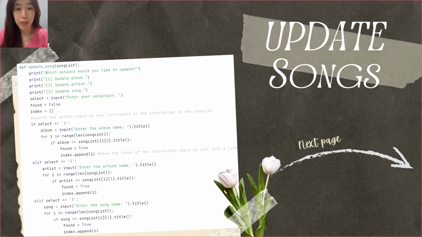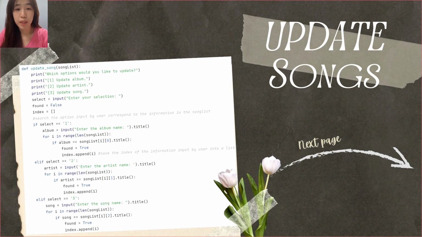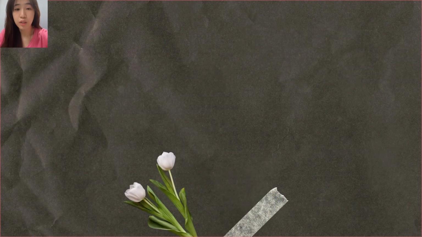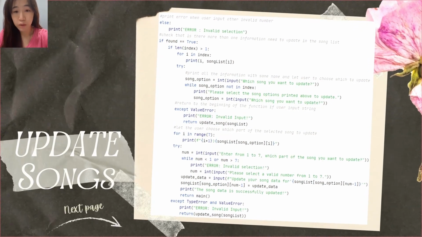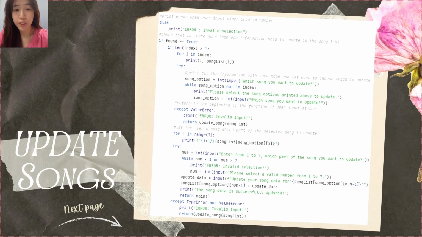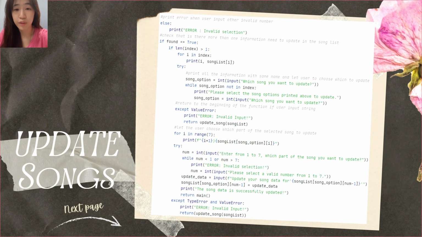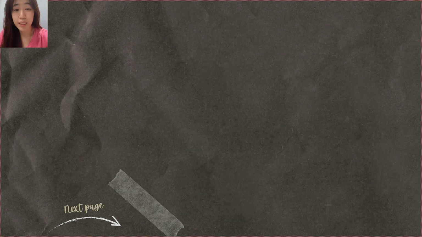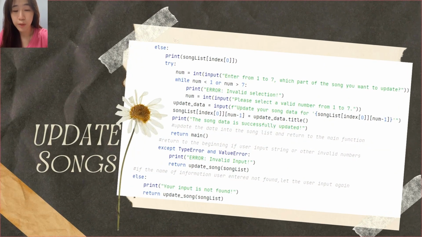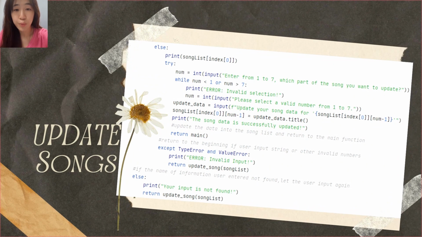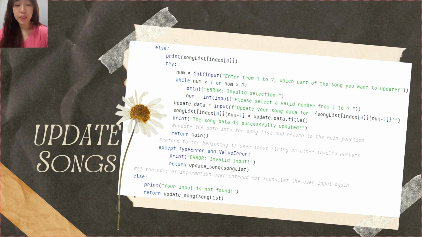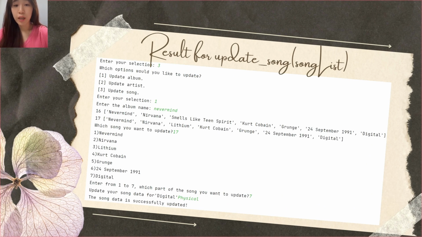If the user chooses the update song function, it prompts the user to enter the name of the song or the album or the artist to be updated and searches the song list for a matching name. If found, it prompts the user to enter the new attributes of the song and updates the corresponding attributes of the song in the song list. If there are songs or albums or artists with the same name, it will print out all the same name options and let the user choose which one needs to be updated.